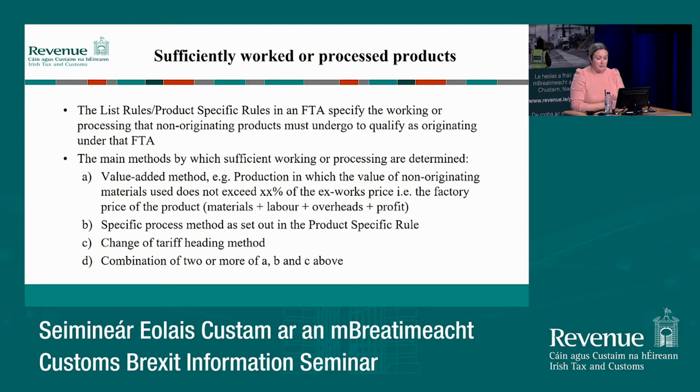So I promised earlier that I would give some examples of what we consider when determining if a non-originating material has been sufficiently worked. The main methods we consider are the value-added method. This is where the value of the non-originating material does not exceed a certain percentage of the ex-works price. And the ex-works price is the combined cost of the material, labour, overheads and profit. And the percentage that's allowed will be set out in the product-specific rule of the FTA concerned.